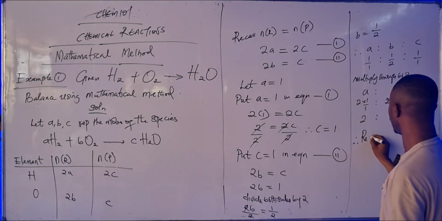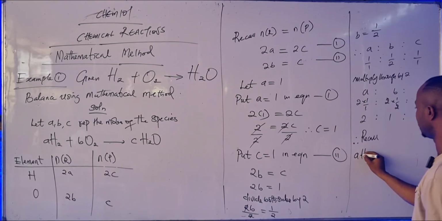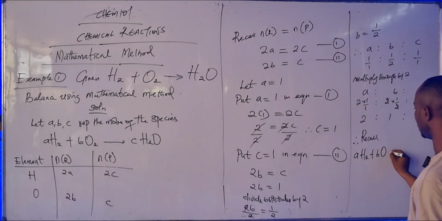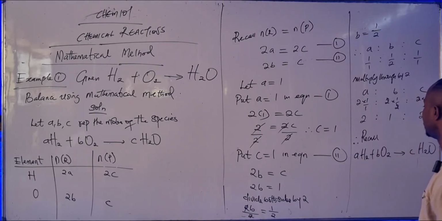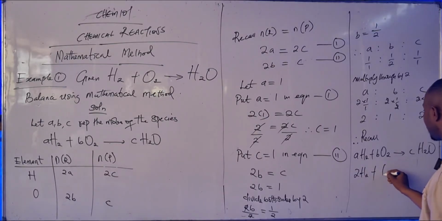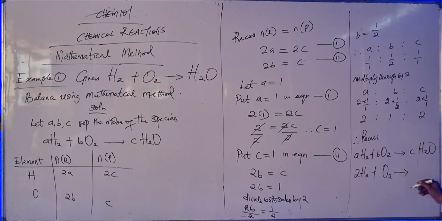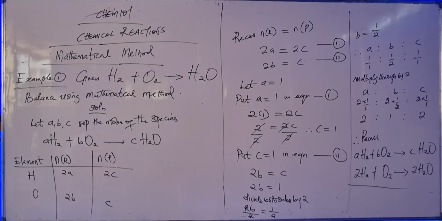Recall, what do you have here? Bring out this question for me. What do you have? A H2 plus what? O2, giving us what? H2O. What's that A? So 2H2 plus, what's that B? 1. That is O2, right? What's that C? 2 what? H2O. Are you getting it now? Is it balanced? It's balanced.